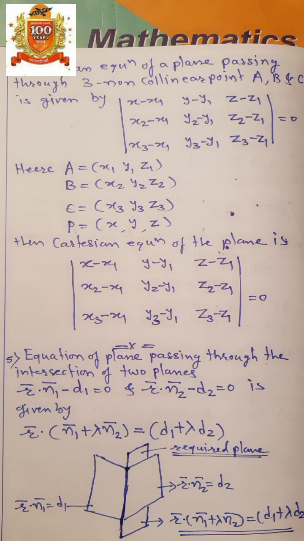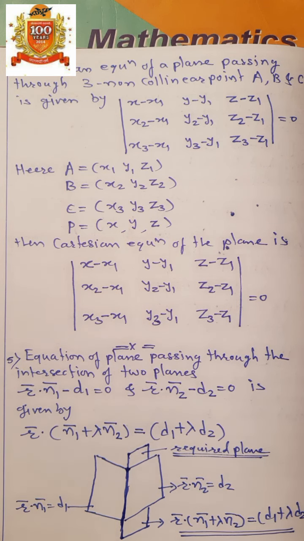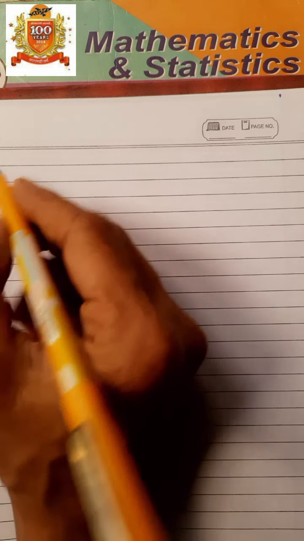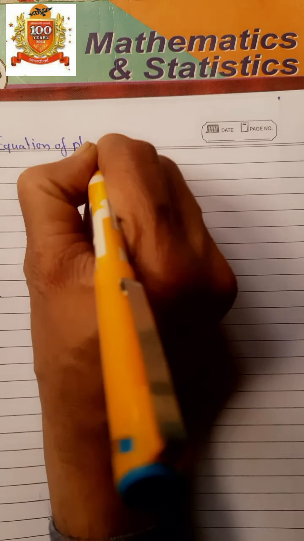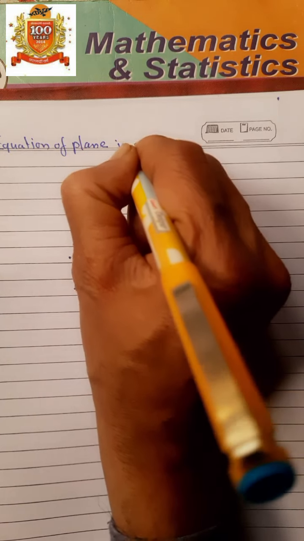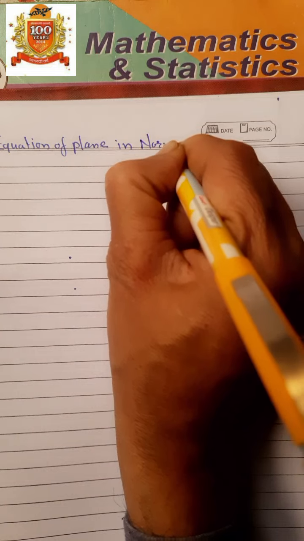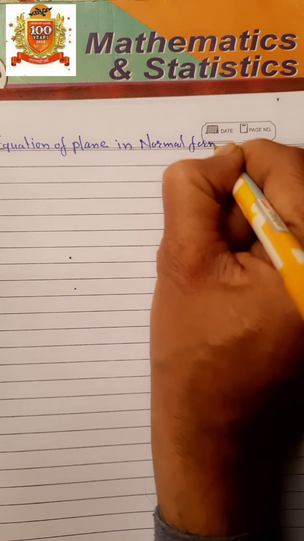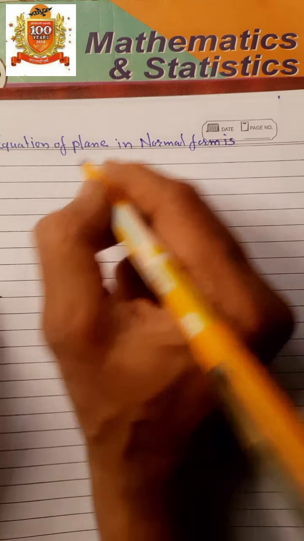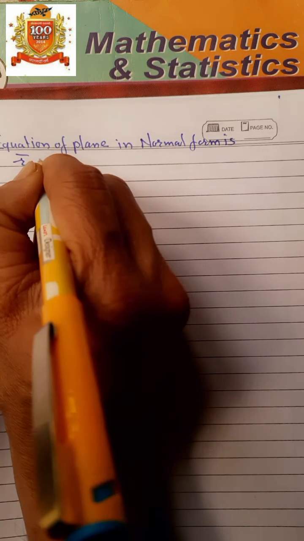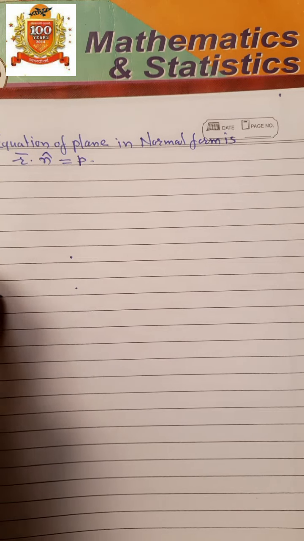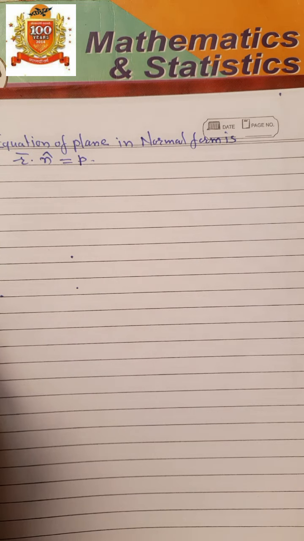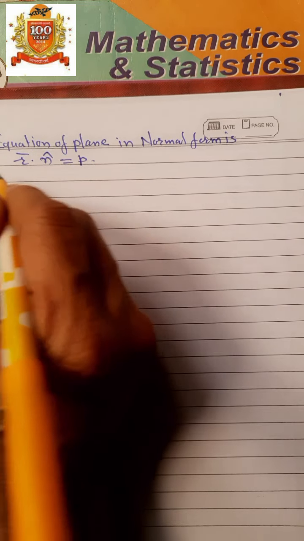Now let us see the last but one topic of this chapter, that is equation of plane in normal form, r bar dot n cap is equal to p. That we are going to see now.